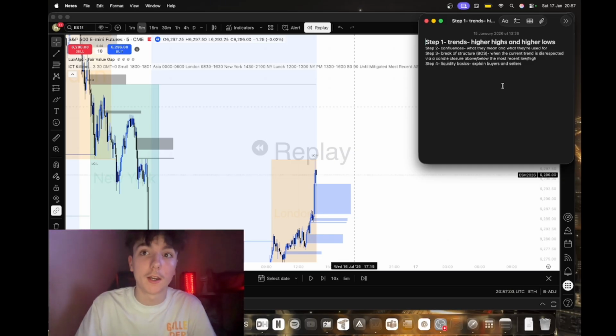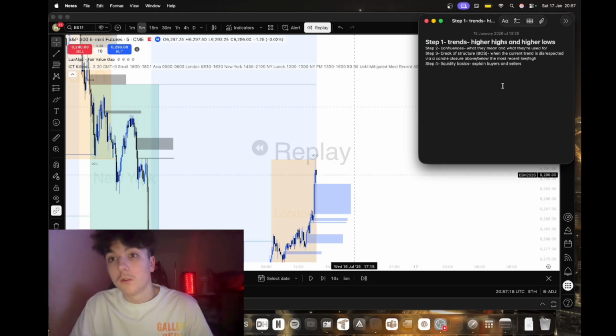Today we're looking at trends, what that is, confluences, what they mean and what they're used for. Right now it's really not going to make a lot of sense what I'm talking about, but when we get to it, obviously I'll give a deeper explanation. Break of structure, one of our confluences, and liquidity.